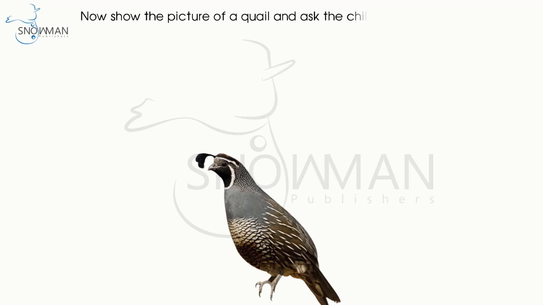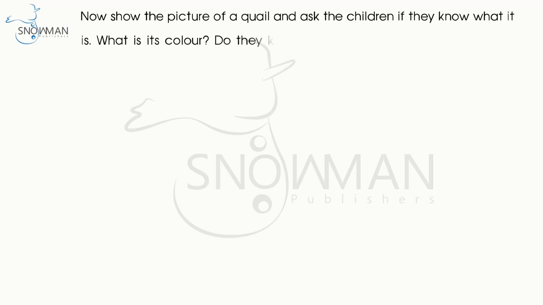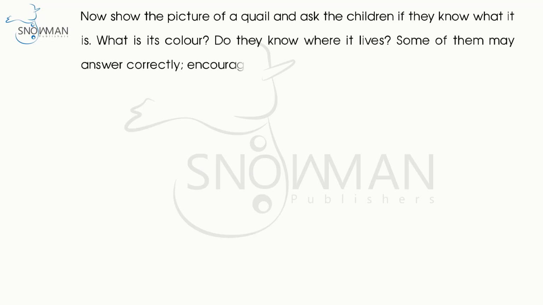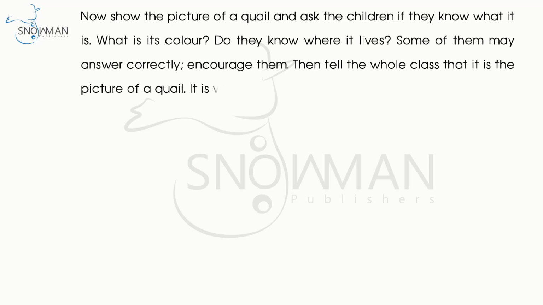Now show the picture of a quail and ask the children if they know what it is. What is its color? Do they know where it lives? Some of them may answer correctly. Encourage them. Then tell the whole class that it is the picture of a quail. It is white or any color. Its name is Quail and it's a bird.